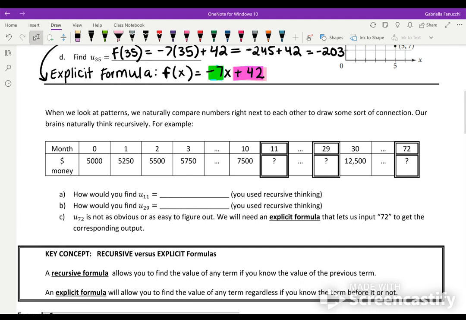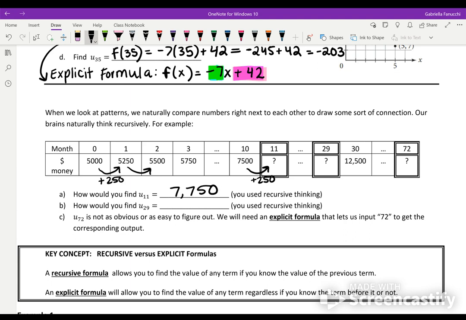Okay. When we look at patterns, we naturally compare numbers right next to each other to draw some sort of connection. Our brains naturally think recursively. For example, how would you find u sub 11? Let's go ahead and look at our pattern here. What is it that we're adding by? I can see that we're adding 250. So to go from month 10 to month 11, we need to add 250. Okay. So then u sub 11 is going to be 7,750.